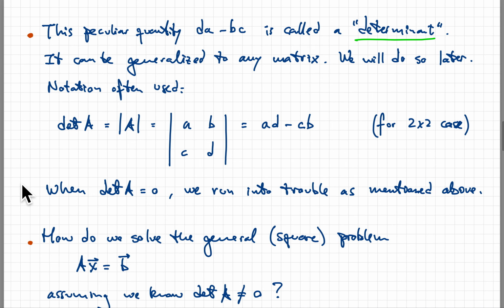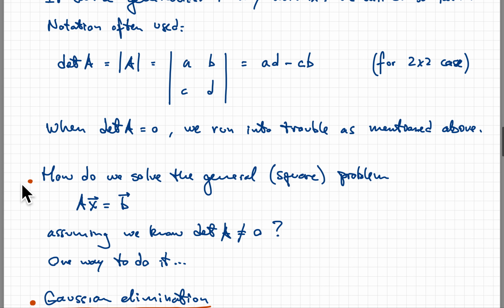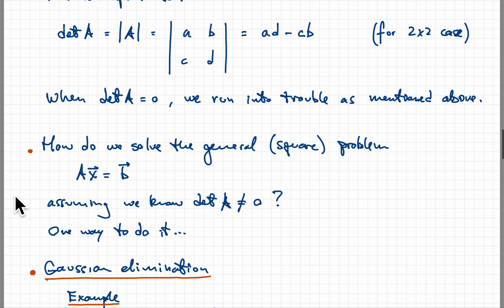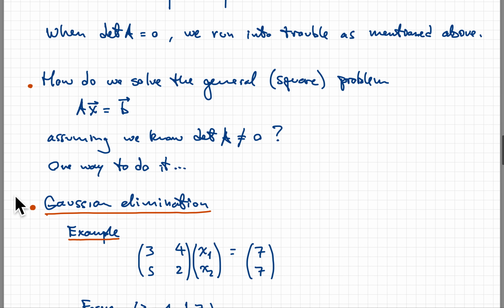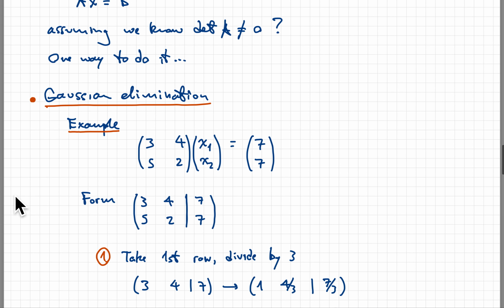Now, with that out of the way, how do we solve the general square problem? We're going to stay with the square problem, Ax equals b, assuming that we know the determinant is non-zero, so there's no problem. So how do we proceed? One way to proceed was developed a long time ago by Gauss, and it's called Gaussian elimination. Let me show you this first with an example.